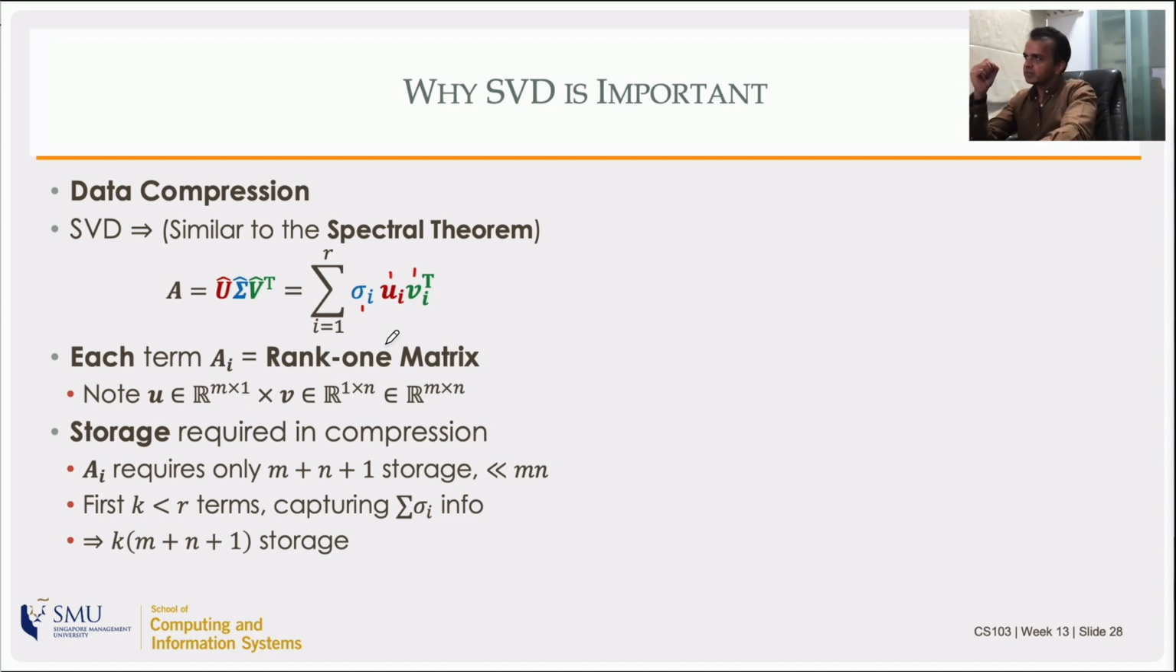And if the first one is not good enough, you take the first 10 of them. That will be 20,010, so about 20,000 instead of 1 million. That is still a huge saving. So for storage, instead of m times n, the size of the original matrix, you need only m plus n plus 1 per term. If you take k of them, then k times that number. So it's a much smaller number. This is a data compression algorithm.